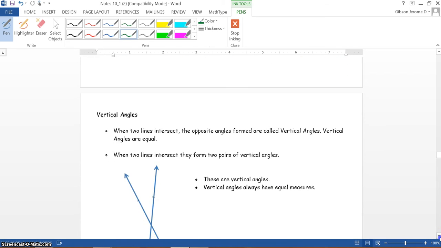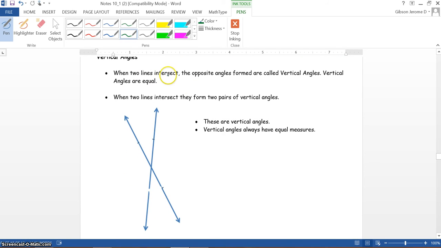Okay, now we go here to vertical angles. When two lines intersect, the opposite angles formed are called vertical angles. Vertical angles are equal. When two lines intersect, they form two pairs of vertical angles. These are vertical angles. Vertical angles always have equal measures.